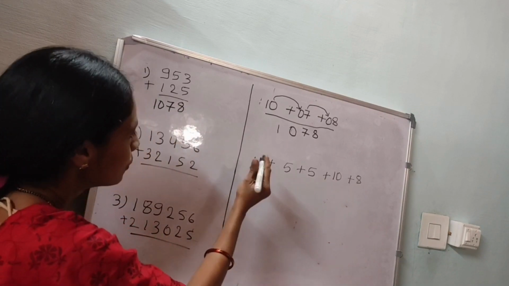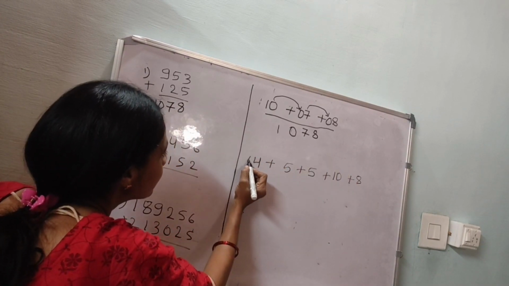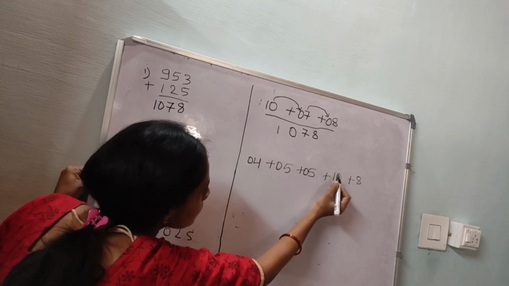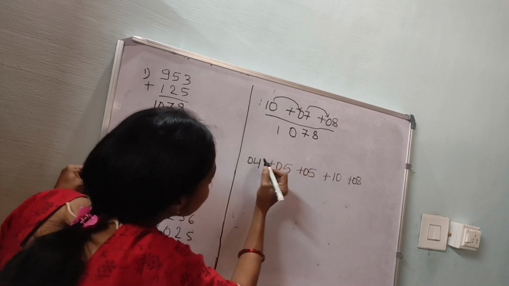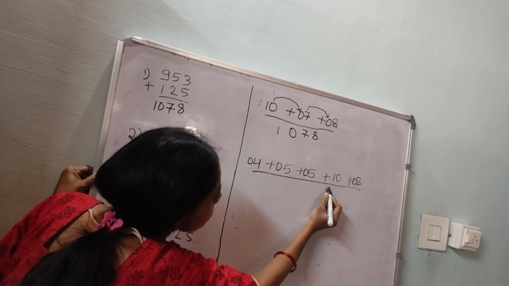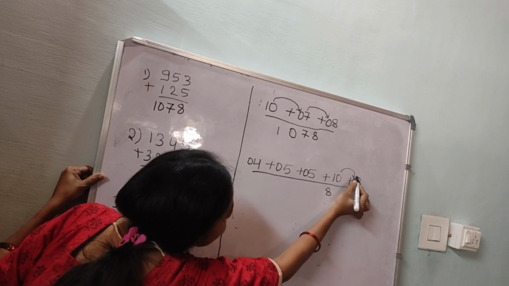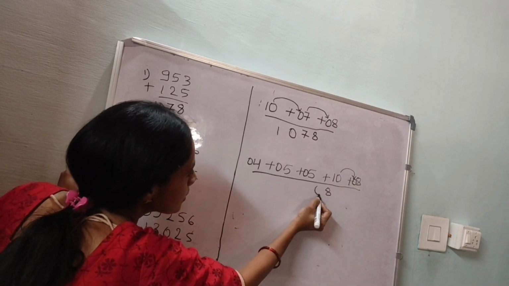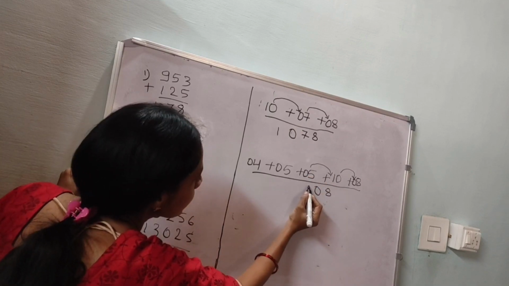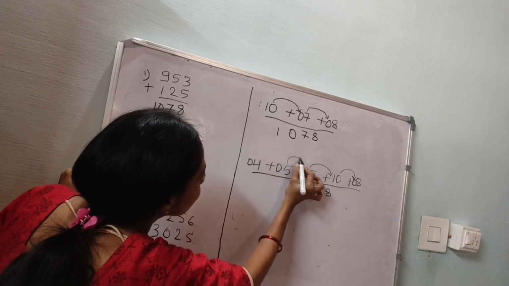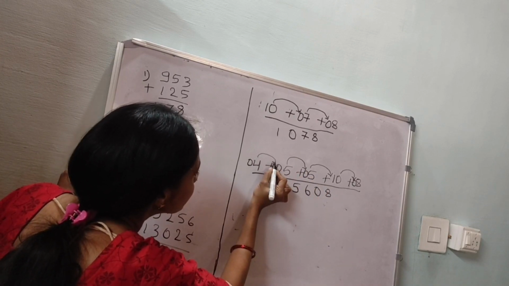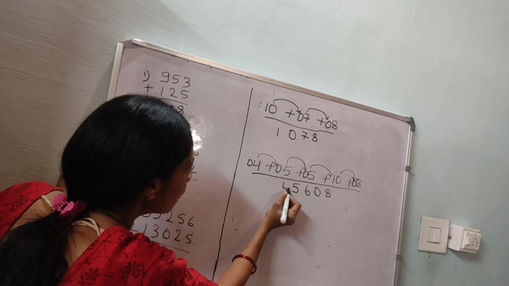Next step, what do we do? Make both equal. So 0 plus 4, 0 plus 5, 0 plus 5, 0 plus 8. After that we write the last number as it is, and add this one to this one. 0 plus 0 is 0. Next we add 5 plus 1 is 6. 5 plus 0 is 5. 4 plus 0 is 4.